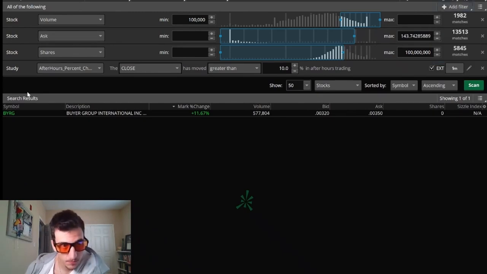So the three for stocks, you want to have one for volume because you only want to be trading stocks with a volume over 100,000 or more. That's very important because you don't want to be trading stocks that are not in play, that have no volume, that nobody's looking at. And then you can have your max to infinite. You don't need to have any maximum there because the more volume, mostly, the better when it comes to trading small cap stocks.